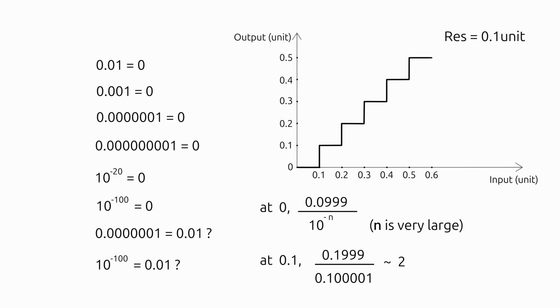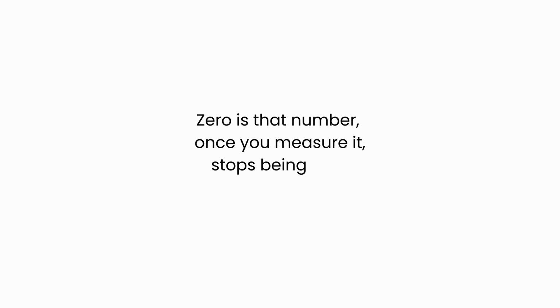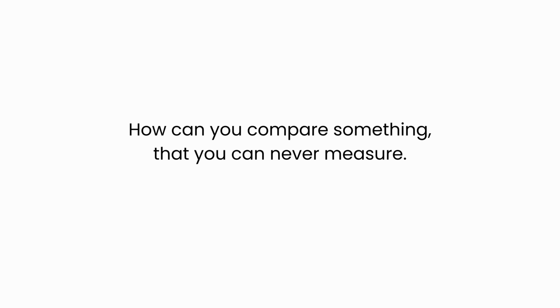You can extend the idea if the resolution is 0.01 units or lower. As the resolution of the device improves, things get better for non-zero numbers, but the problem will continue to exist at 0. Feel free to work out the math by yourself. So that's it, folks. Assuming 0 equal to 0 is completely false. In fact, 0 is that number once you measure it stops being 0. Just think about it. How can you compare something that you can never measure?